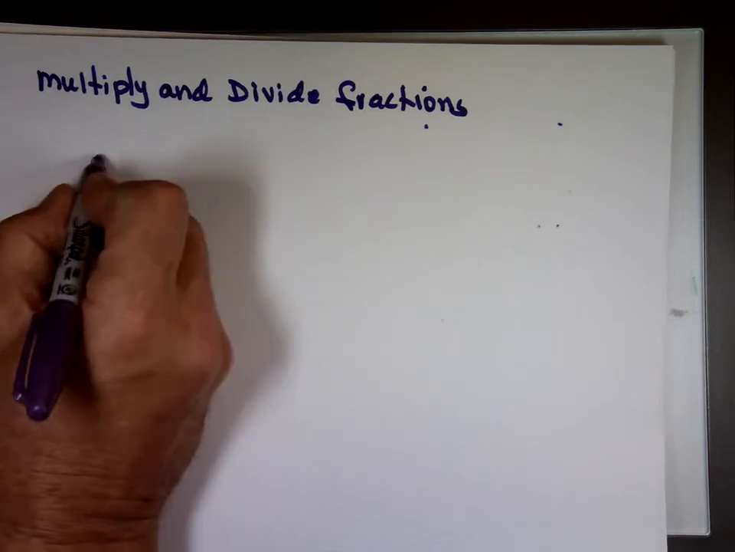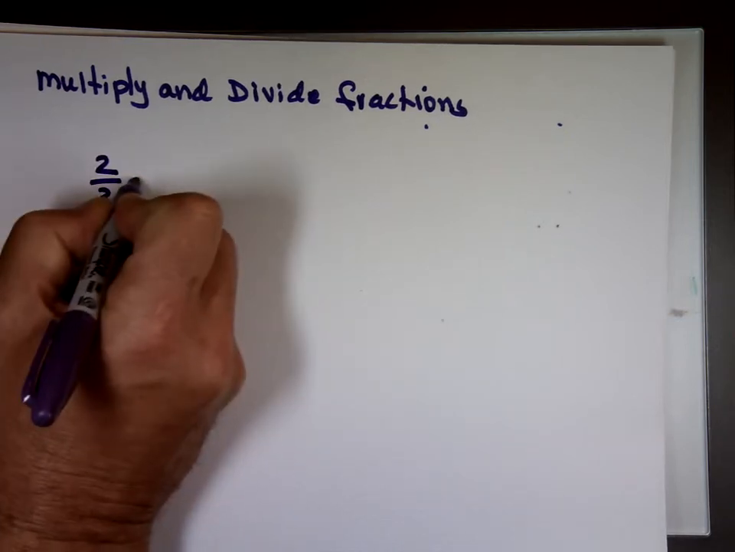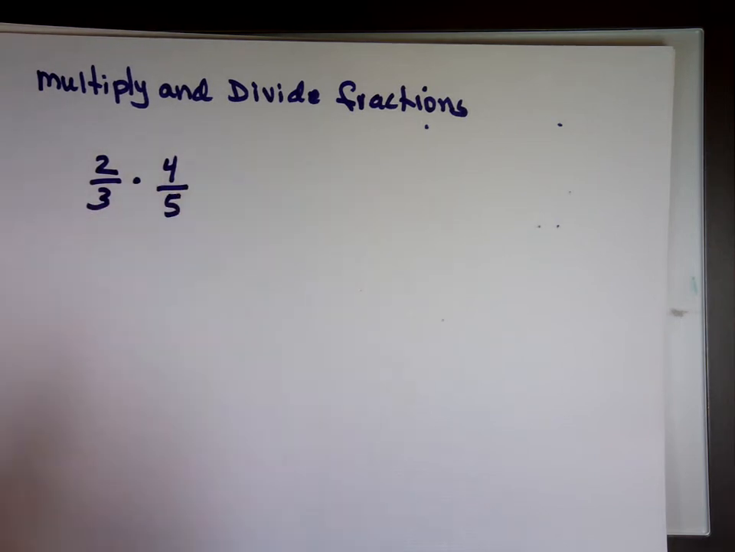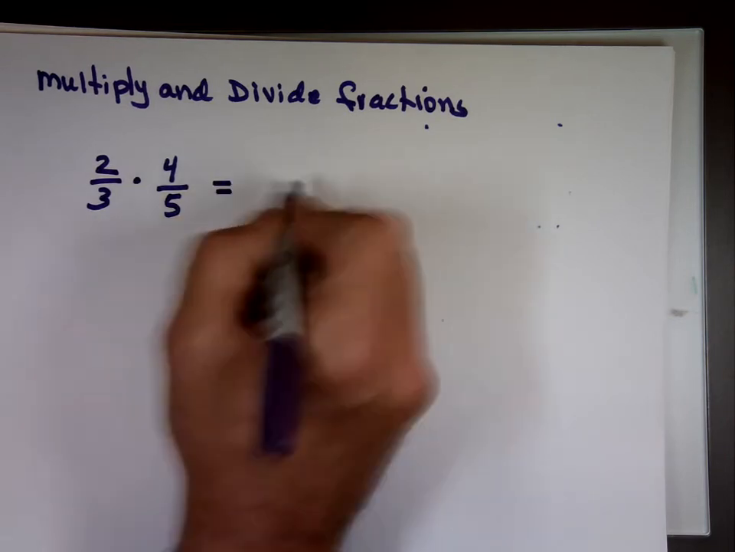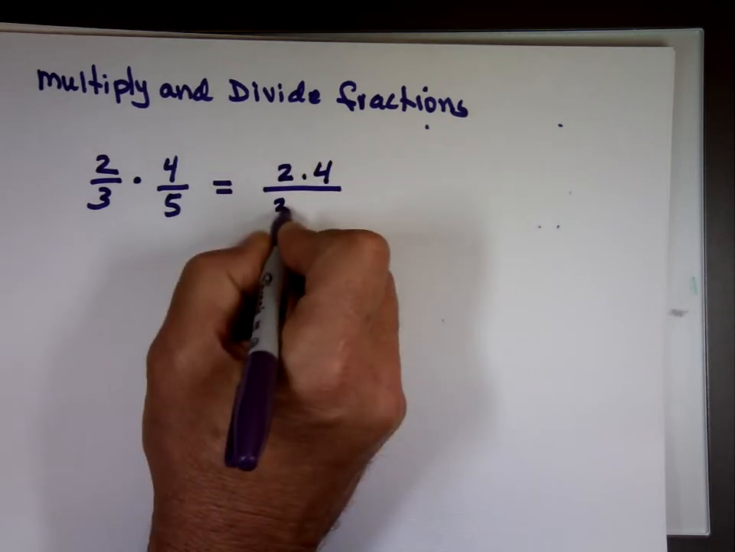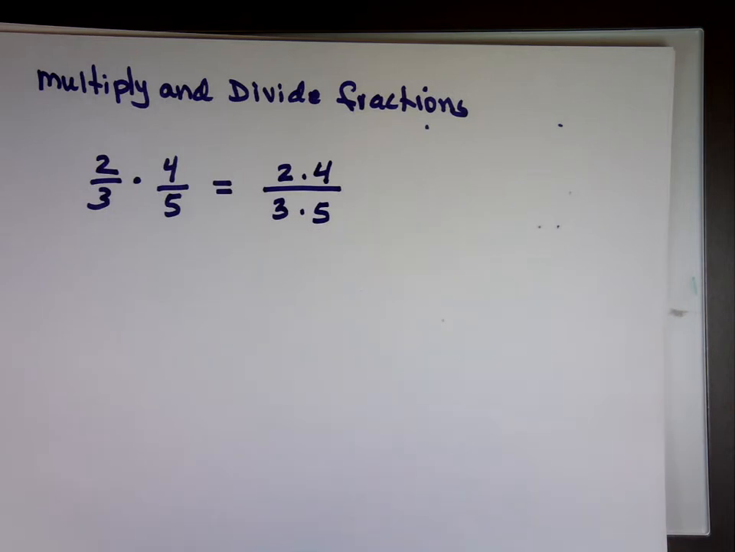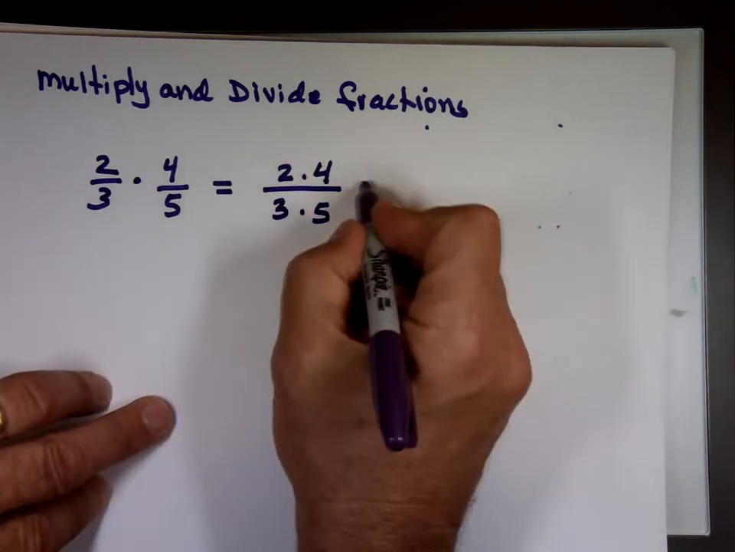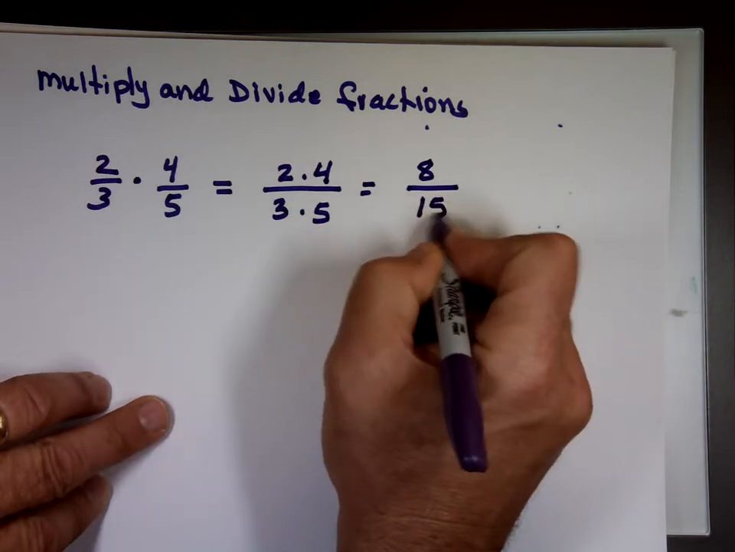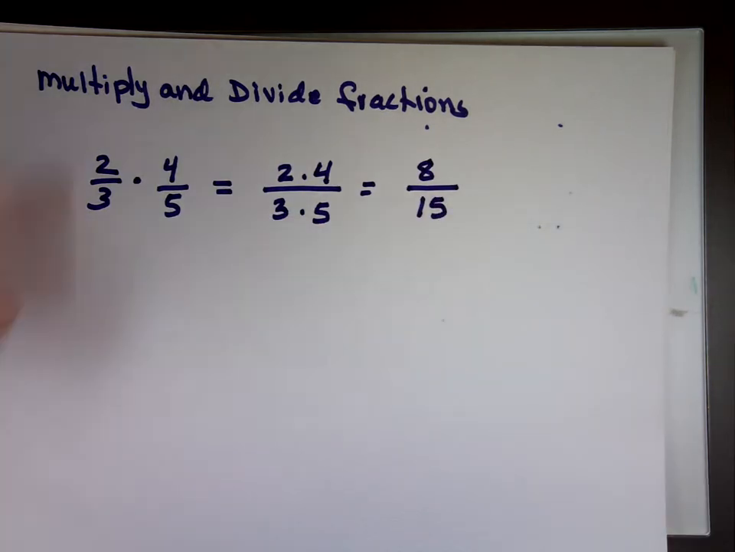So when someone said to you 2/3 times 4/5, I want you to multiply these. You do not need the LCD. Do not. So then how do we multiply? The top times the top and the bottom times the bottom. That's it. 2 times 4, 8. 3 times 5, 15. And if you can simplify your answer, go ahead and simplify it.